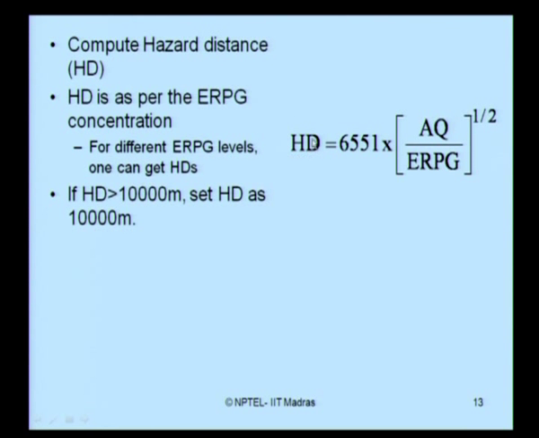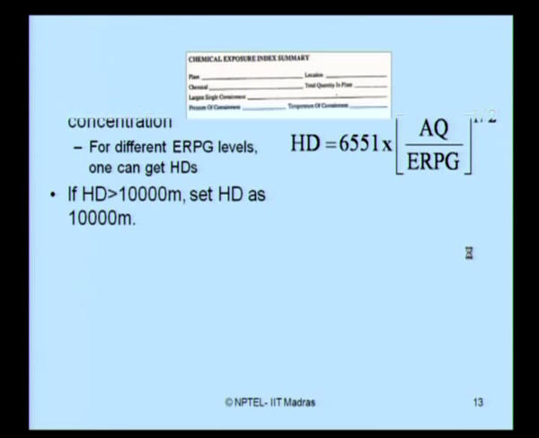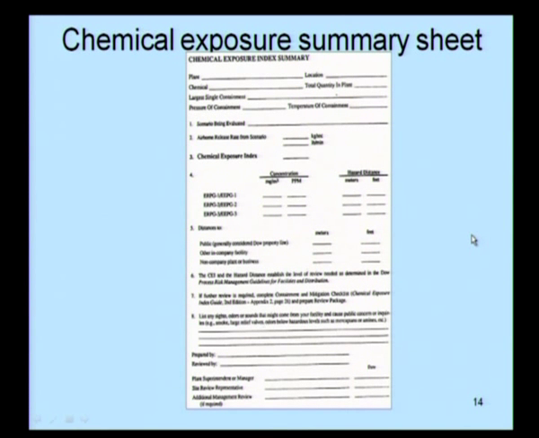If the hazard distance you get from this equation exceeds 10,000, then set hazard distance as 10,000 meters or 10 kilometers. Once you find the hazard distances based on the different ERPGs, try to fill up what we call the chemical exposure summary sheet. The chemical exposure summary sheet is a very interesting format in a comprehensive form which is to be filled up to help people understand the hazard distances of different types of release you have estimated. Let us spend some time in understanding this specific report.